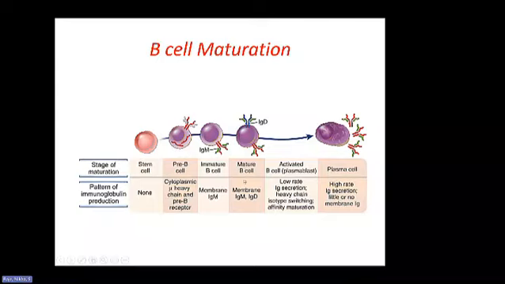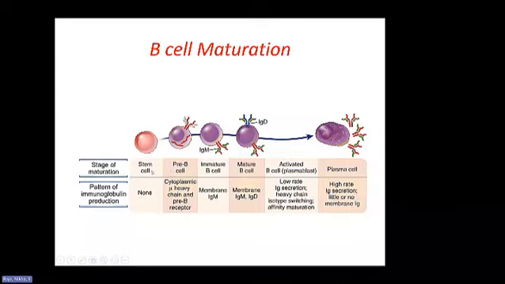And when that mature B cell comes in contact with the antigen that it can bind to, it's called an activated B cell. Once it's activated, it will differentiate into a plasma cell, which has an eccentric nucleus. It changes shape, and then it can release antibodies that have the same specificity as the IgM present on the membrane of the mature B cell.